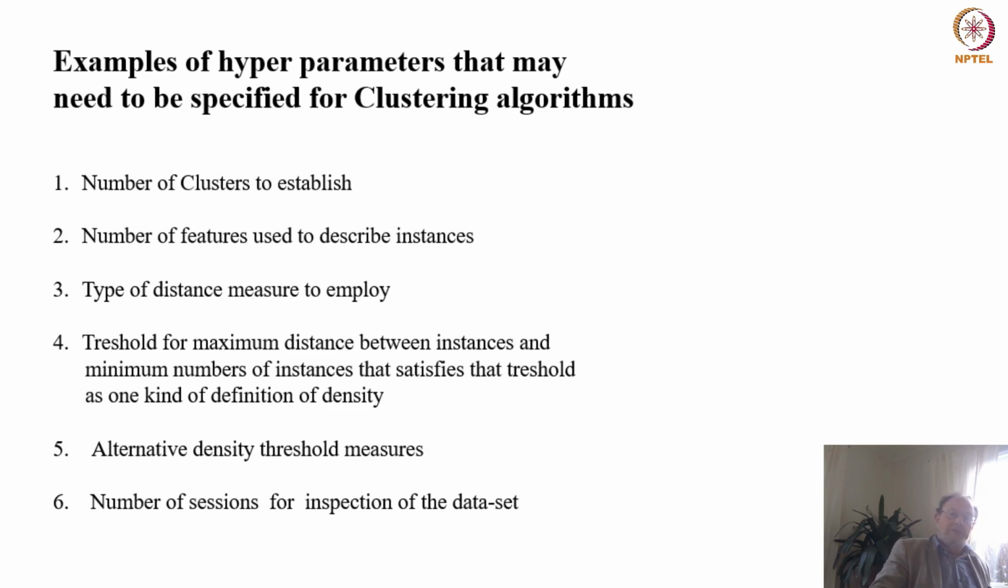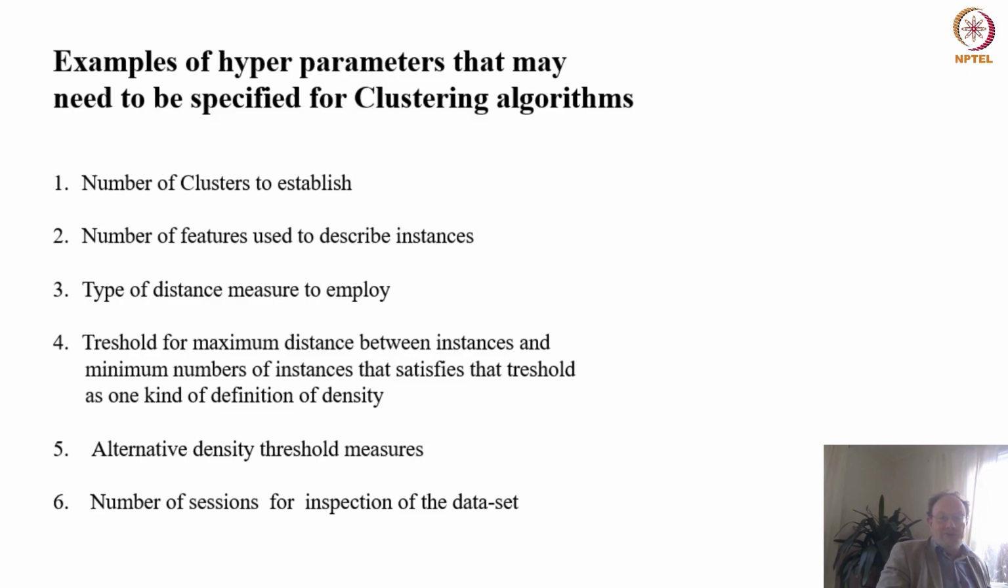So of course, one important parameter is the number of clusters. Several algorithms need that to be predefined. Also, the number of features used to describe instances is of course important, but that's general to all machine learning algorithms. Type of distance measures to employ is a crucial thing.